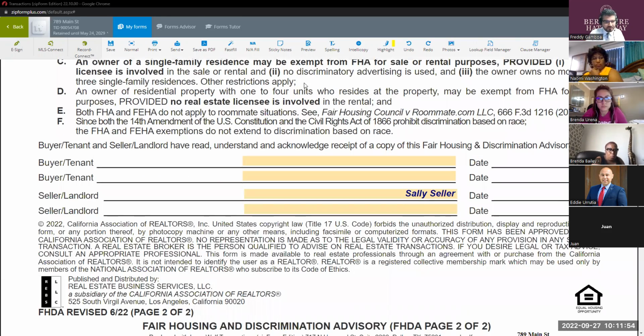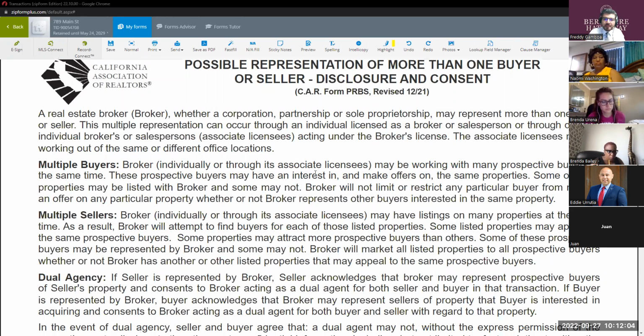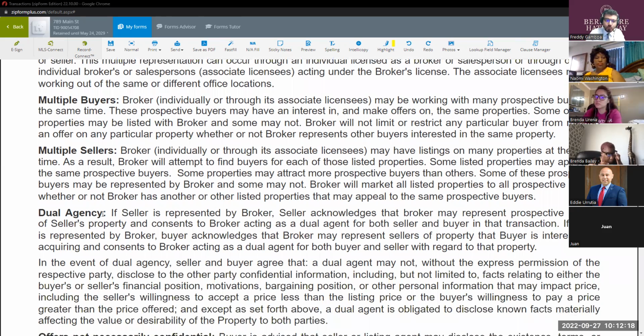Next page, it's already there, savvy seller. When it comes to possible representation of more than one buyer or seller, disclosure and consent. This is just, we're trying to get consent from the seller that there might be a possibility that you might represent multiple buyers and multiple sellers. As well, you might also be acting as a dual agency.